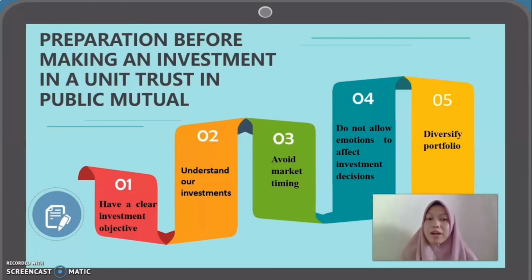3. Avoid market timing. As a unit trust investor, we should avoid setting the time of entry and exit from the market. We should stay invested for the long term. This is to achieve long term financial goals and investor profit. We also need to allow professional fund management or the fund manager to run the invested unit trust through different market cycles. Number 4, do not allow emotion to impact investment decisions.